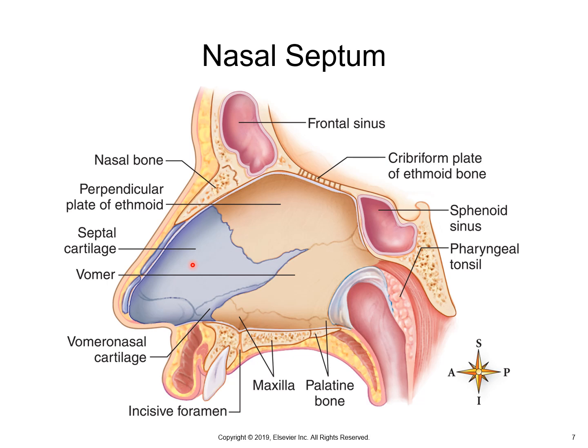Then we have the vomer. The vomer is a small flat bone that forms the lower part of the septum, which is here. And then we have the vomeronasal cartilage, which is a small piece of cartilage near the vomer that helps support the nasal septum. And that's here.